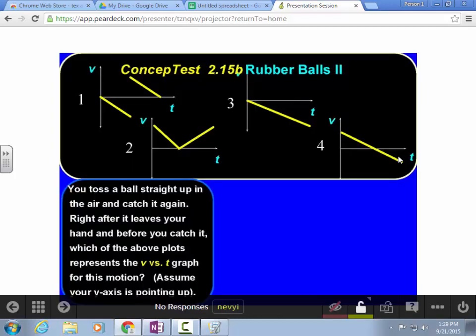All right, so rubber balls. You toss a ball straight up in the air and catch it again. Right after it leaves your hand and before you catch it, what's the V versus T graph?